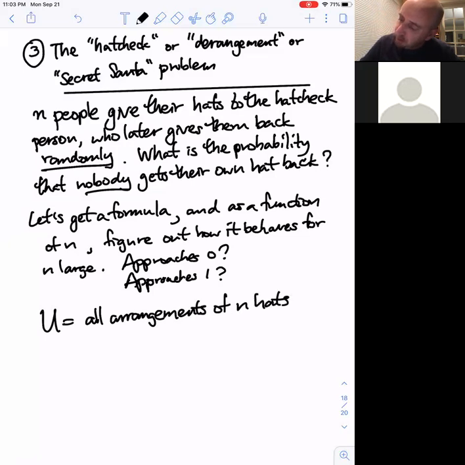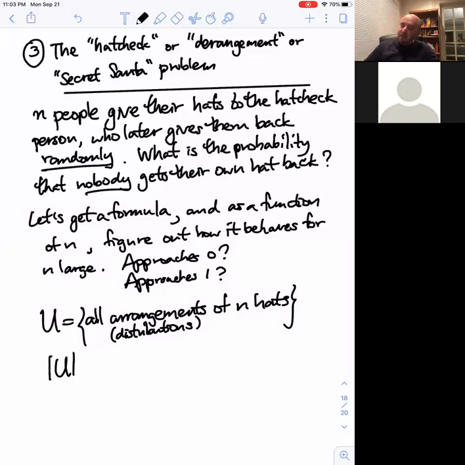Maybe I should say all arrangements, distributions of the n hats. If you think about that, you've got these n people, and then there's the n hats. To put those hats distributed to n people, this is just like taking the n distinct hats and linearly ordering them. It's like taking the numbers 1 through n and just putting them in order. Who goes to person number 1? Who goes to person number 2? Who goes to person number 3? That's just putting them in order. And that is n factorial.